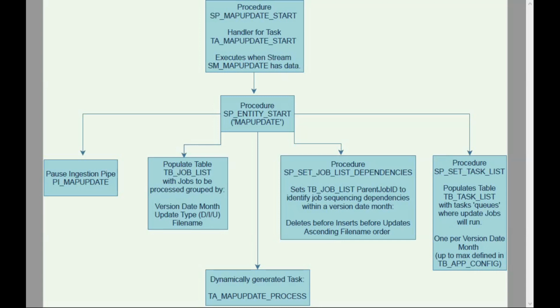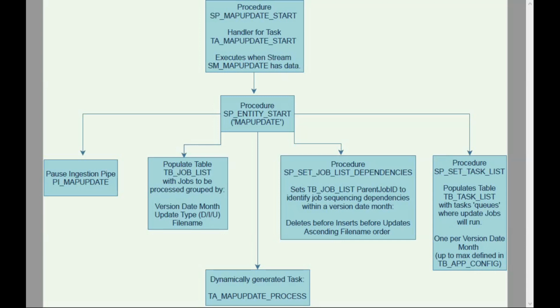A record is inserted for each entity, version date, month end, update type, and file name. SP set job list dependencies is then called to update the job list parent job ID, which will be used to enforce job sequencing for jobs which cannot be run concurrently.